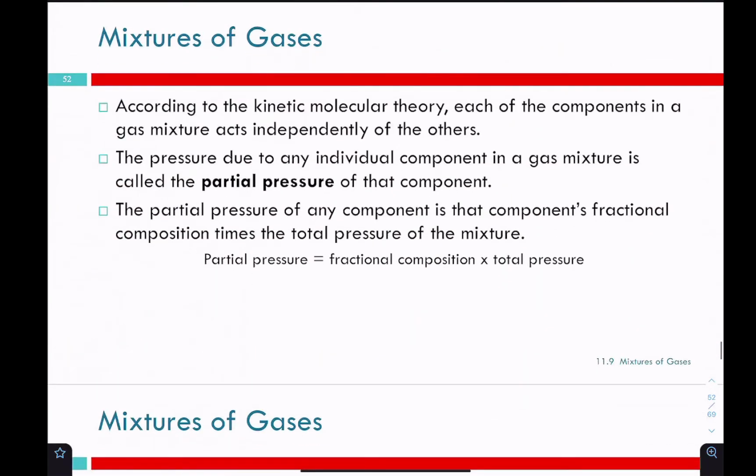So to change gears a little bit, according to kinetic molecular theory, each of the components in a gas mixture acts independently of the others. So it doesn't matter what the gas particles are. You'll notice we've never talked about what kind of gas it is; N is the number of moles. It still behaves under the right conditions as an ideal gas, and the calculations are all the same. However, sometimes we do care about what the components are.